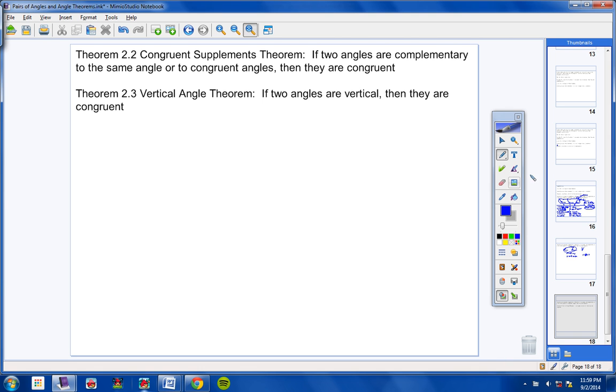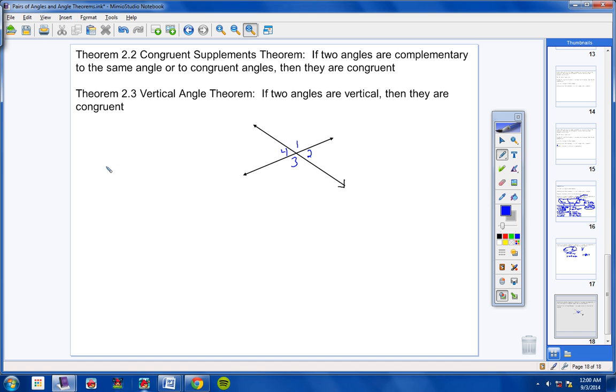Okay, underneath that, let's go ahead and get a picture of what the theorem's saying. Go ahead and draw some vertical angles if you would. There we go. Alright, here we go. Let's call this 1, 2, 3, and 4.